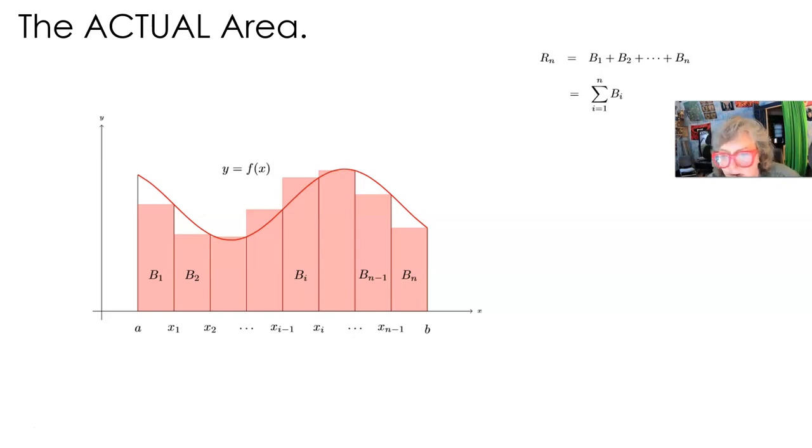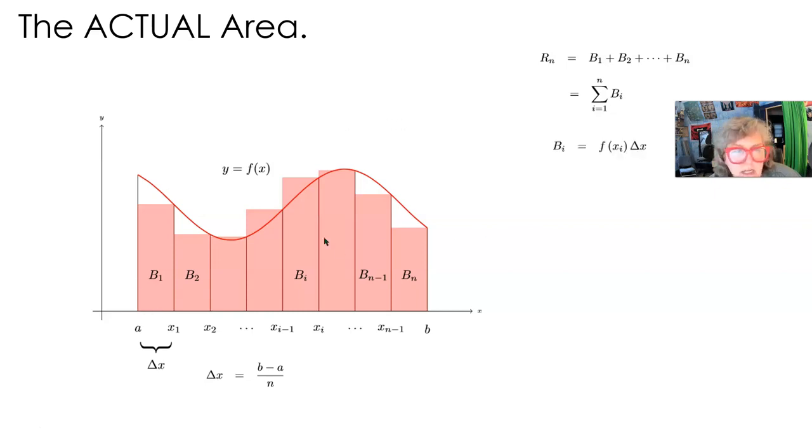Let's break this down. To get the area for any one of these rectangles, I need the size of the base. We call that delta x, for change in x. There are n chunks, and the length of this interval is a to b, so the size of delta x is b minus a over n. What do I need next? I need to come up with the height.